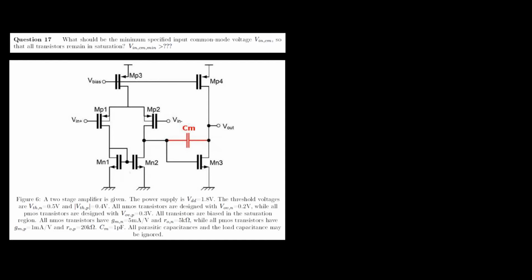This video will discuss the solution to question 17, which goes as follows. What should be the minimum specified input common mode voltage, V in Cm, so that all transistors remain in saturation? Now, the transistors on which this voltage has the most direct effect are MP1 and MP2, but because the circuit is completely symmetrical in the first stage, we can just look at either one of them.